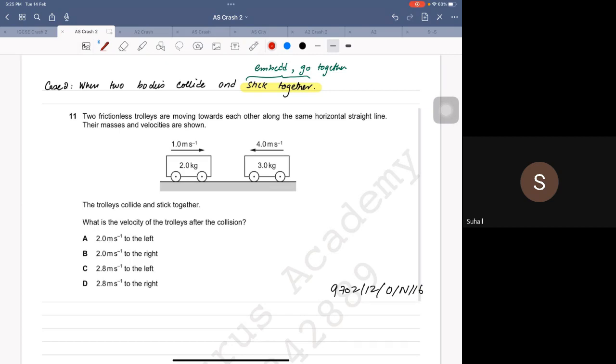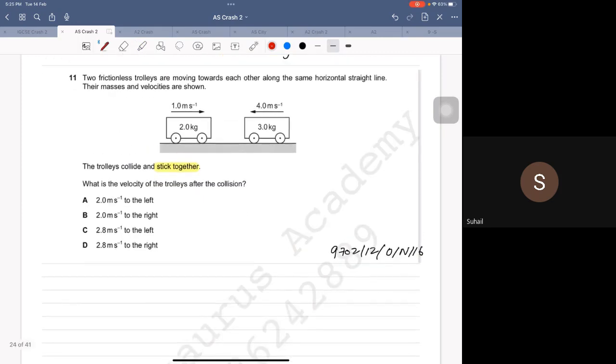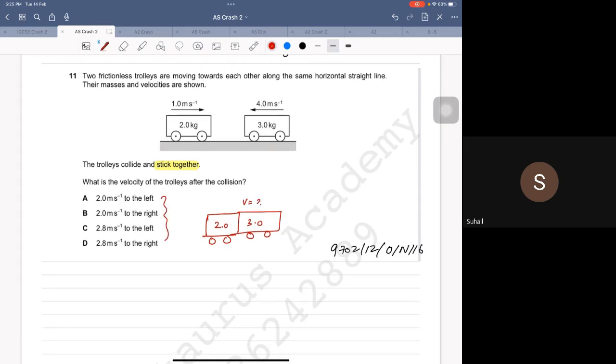So in this one, you can see it says two frictionless trolleys are moving towards each other along the same horizontal straight line. The mass and velocity is shown. The trolleys collide and stick together. So when you read this, you should understand that it asks what is the velocity after the collision. After the collision, it means that they are now stuck with each other. And now they might go either way. We don't know where the velocity will be, which they need to find the direction.